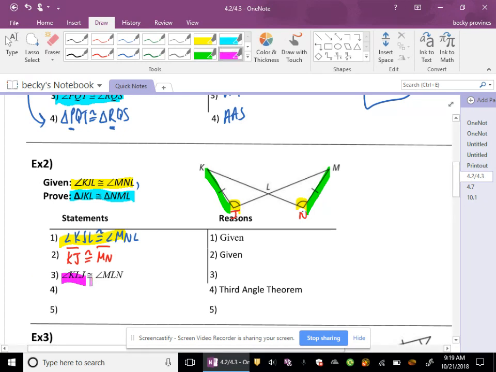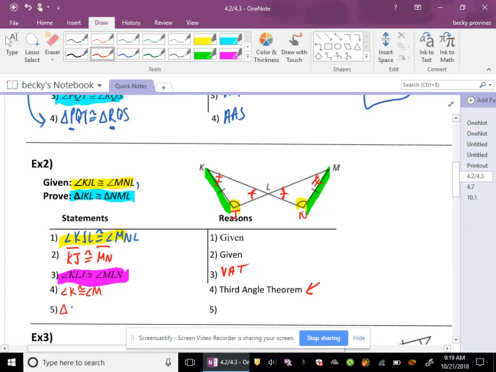So how do we know this? And they're right there. We know it like we did before. These are vertical angles. So we're going to say this is the vertical angle theorem. Okay, so we have two sets of angles. Now this says we're going to use the third angle theorem, which says if you have two angles in common, the third angle also has to be in common. Okay, so that means K and M also have to be congruent. So angle K is congruent to angle M.